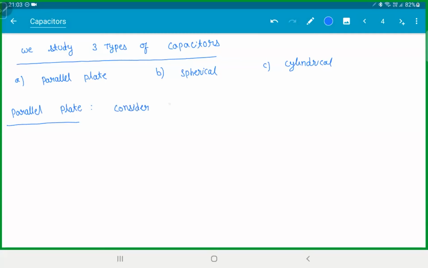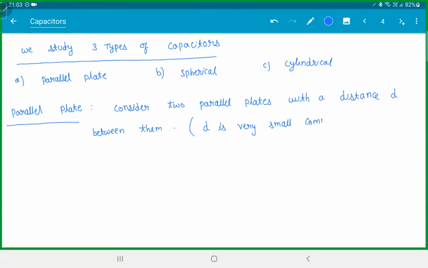Consider two parallel plates with a distance d between them. This d is very small compared to the dimensions of the plate. Now, what do you mean by that?